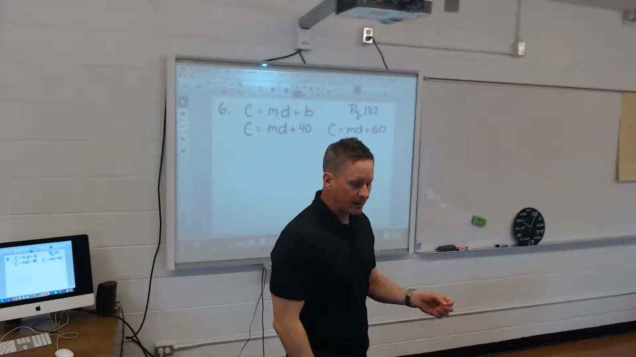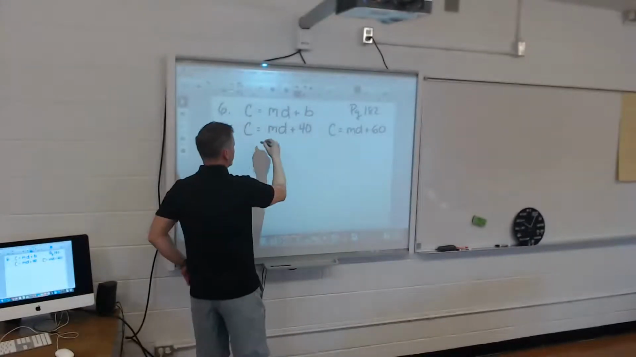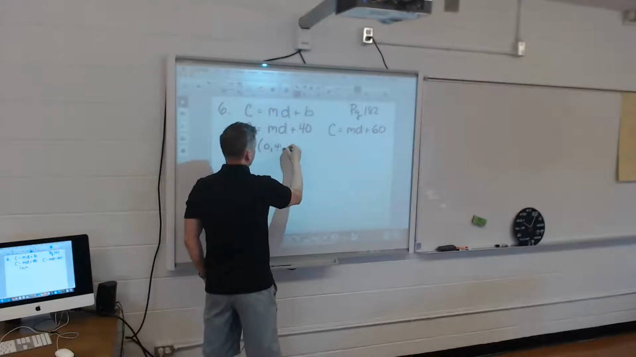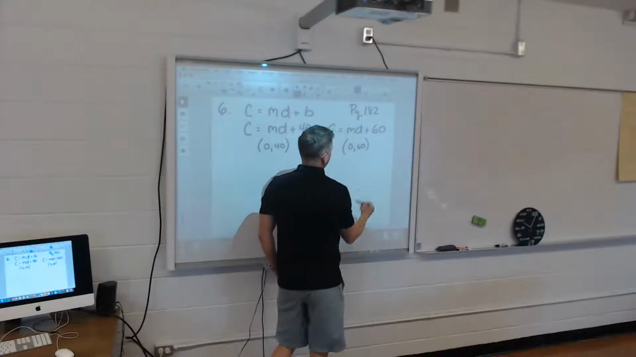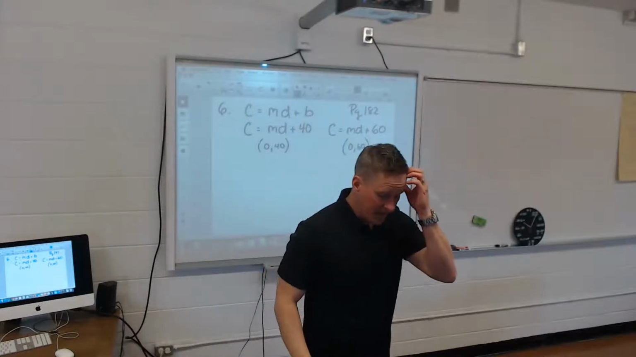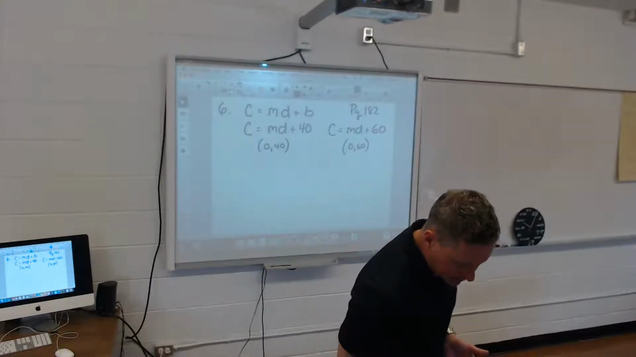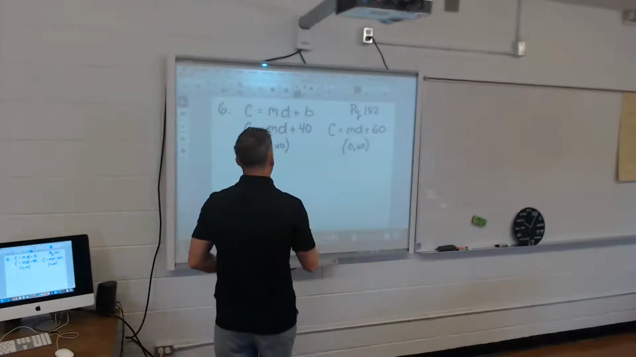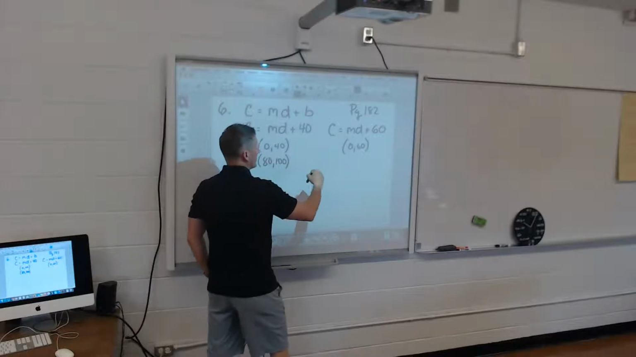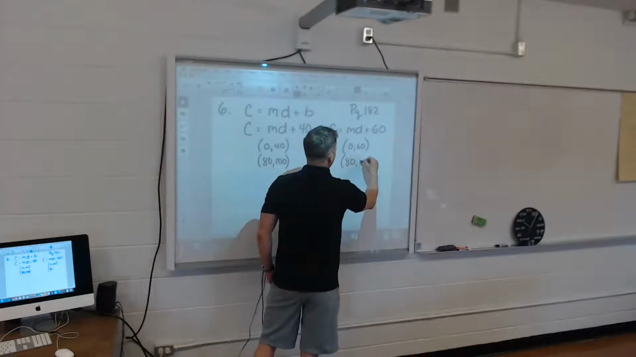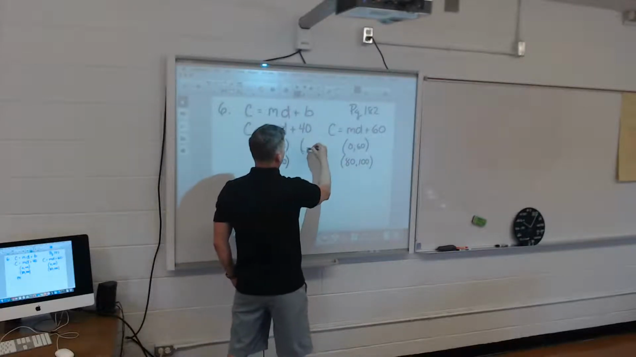So now we want to find the rate for each of them. So what I want to do is pick two coordinates here. The first one's (0, 40), and this one is (0, 60). And then I'm going to pick the same coordinate. I don't have to, but I know I can read it on the graph very easily. So at 80 kilometers, it's $100 for each of them. So 80 kilometers is $100.